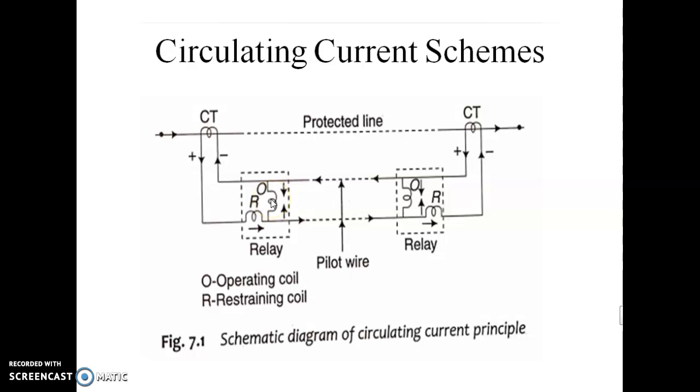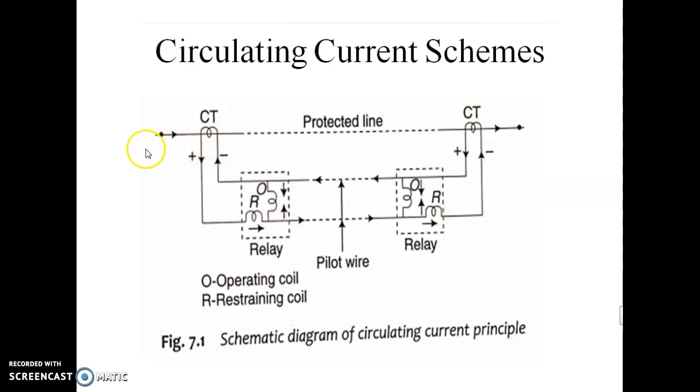You know the concept from the first module that the operating coil produces torque and the restraining coil also produces torque, right? When operating is greater than restraining, at that time the relay detects the signal and sends the signal to the circuit breaker. That is what happens in the faulty condition. Hence here also the same thing.